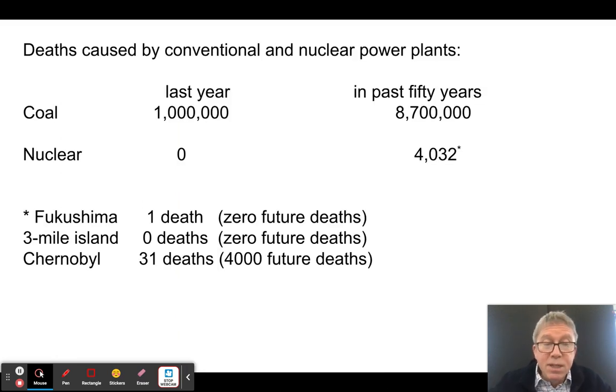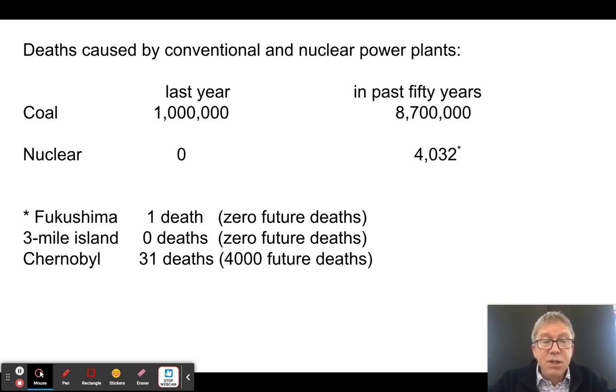Now, by the way, one of the reasons that a lot of places are switching over to using natural gas for electrical production is to reduce the amount of PM 2.5 produced, but it does nothing to reduce the amount of carbon dioxide put in the air that causes global warming. Let's talk deaths. All right.